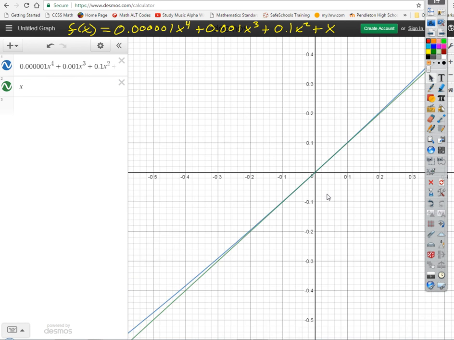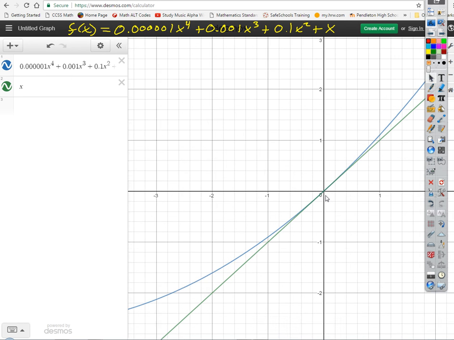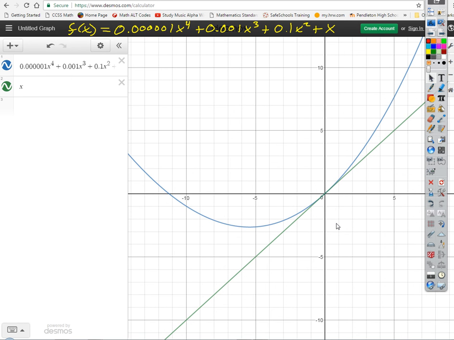Let's go on here and see what happens. Uh-oh. Something happened. When I zoom out, something happened. It doesn't look like that at all. Something weird happened. Now, it doesn't look linear anymore. What's it starting to look like now?